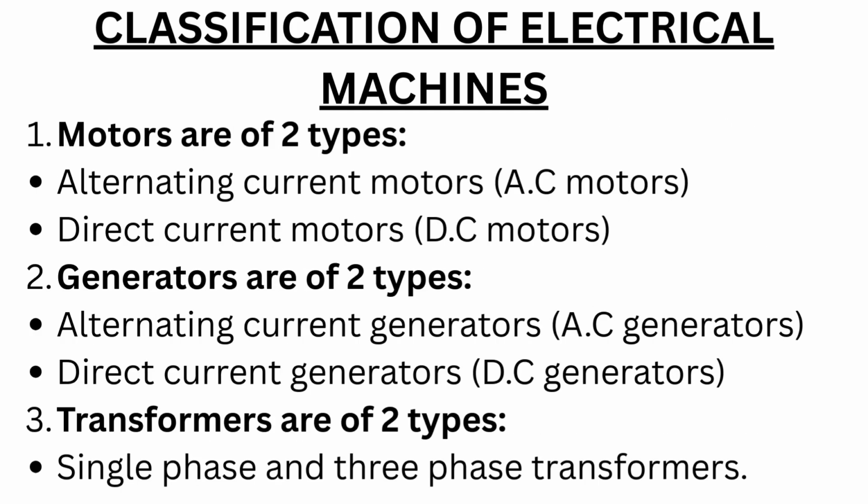Motors are of two types. 1. Alternating current motors, AC motors. 2. Direct current motors, DC motors. Generators are of two types. 1. Alternating current generators, AC generators. 2. Direct current generators, DC generators. Transformers are of two types, single-phase and three-phase transformers.